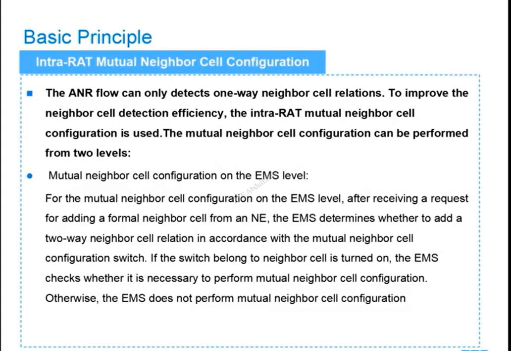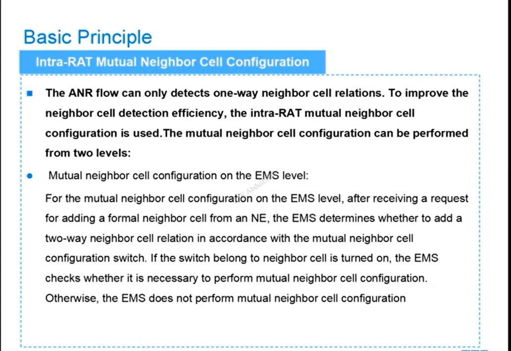So for the mutual neighbor cell configuration on the EMS level, after receiving a request of adding a formal neighbor cell from an element, the EMS determines whether to add a two-way neighbor cell relation in accordance with the mutual neighbor cell configuration switch. So this we call mutual neighbor cell configuration.